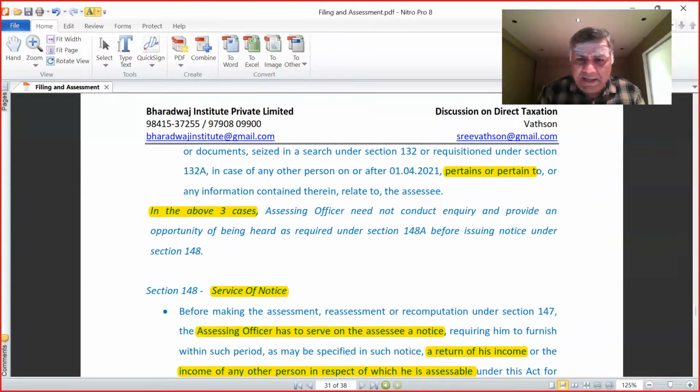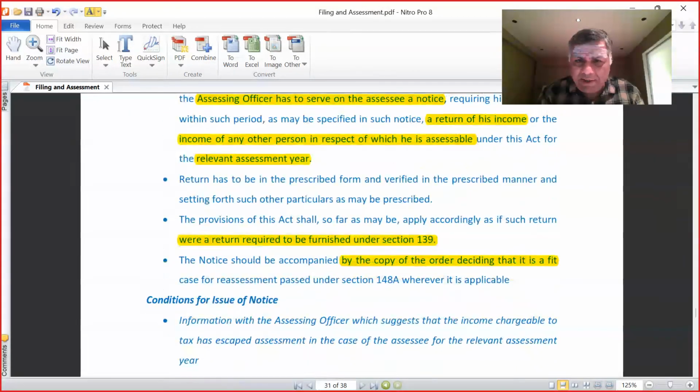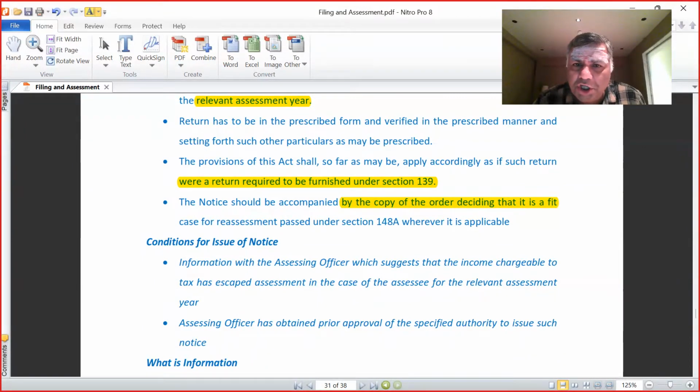So here if you look at it, the notice should be accompanied by the copy of the order deciding that it is a fit case for reassessment, passed under 148A, wherever it is applicable. Wherever it is applicable, right? Why are they using the words wherever it is applicable? Because there are few cases where notice need not be given at all.